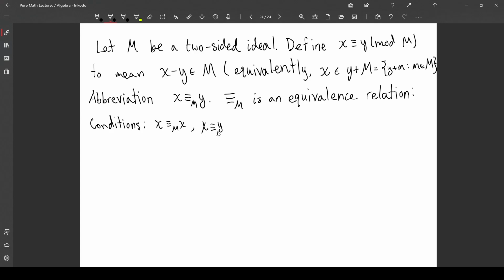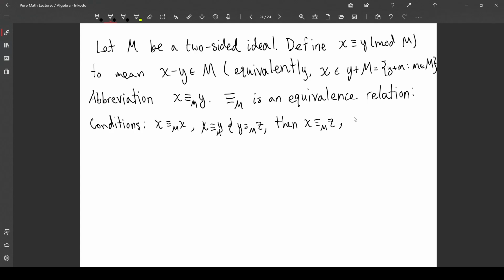next is that if x is congruent to y and y is congruent to z, then x is congruent to z. So this is transitivity, and it just tells you that if two elements are congruent to the same element, then they're congruent to each other.